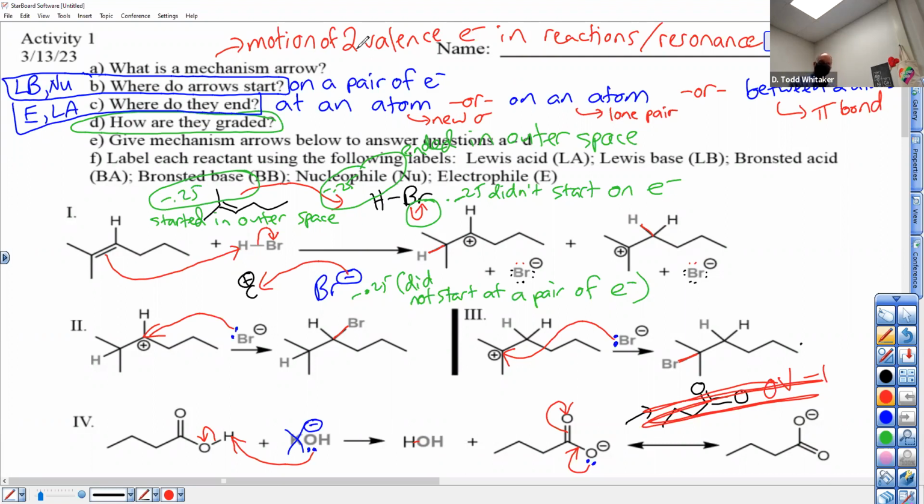Nucleophile and Lewis base are synonymous. If you use one, you have to use the other, or else you're throwing away a half point. So we always have Lugnu and Ela if we're using arrows. Your Lugnu and Ela are in play. Bronsted is not always in play.